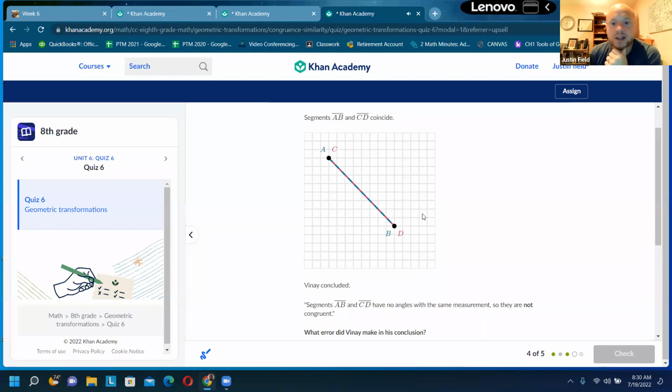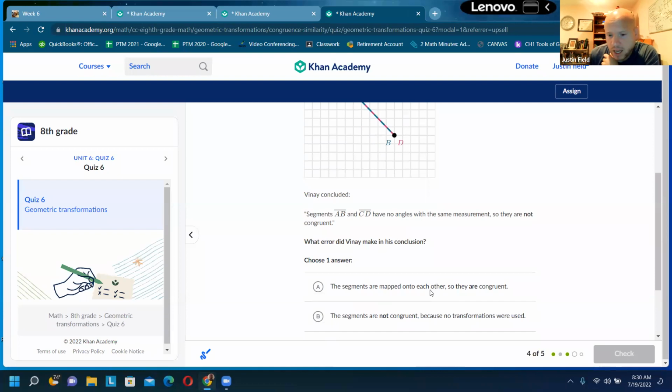All right. Segments AB and CD coincide. Segments AB and CD have no angles with the same measures, so they are not congruent. So no angle there.